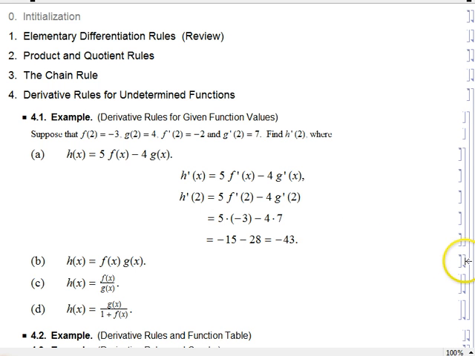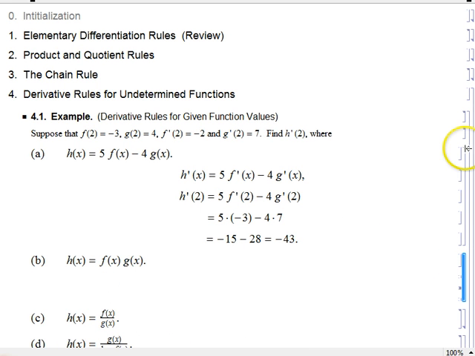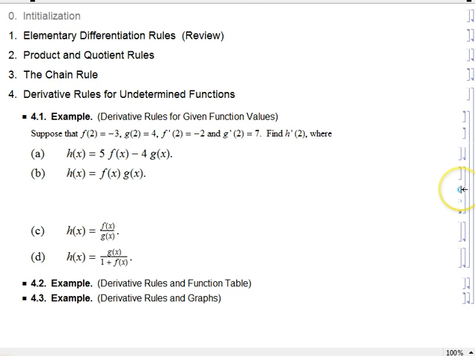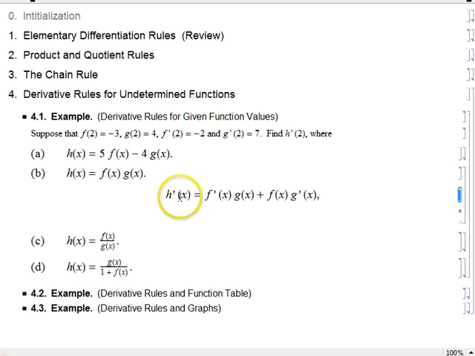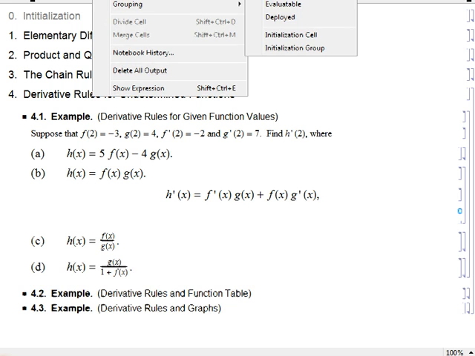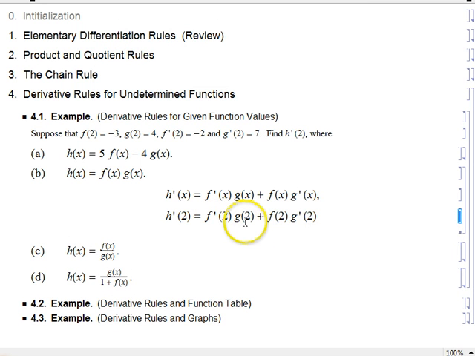What if we have f times g? That's related to the product rule. The derivative h prime is f prime g plus f g prime by the product rule. So h prime of 2 is given by f prime of 2 times g of 2 plus f of 2 times g prime of 2.